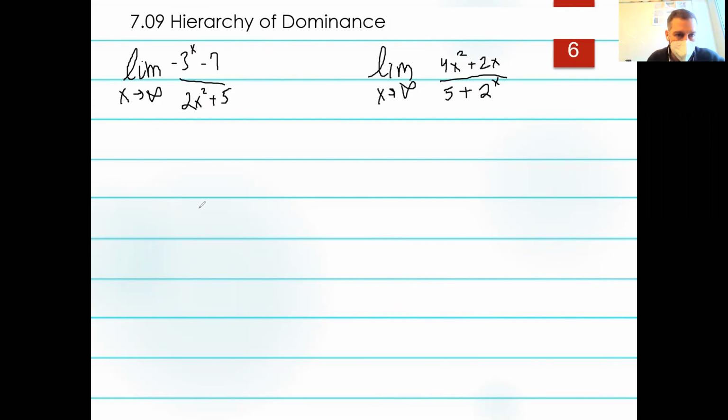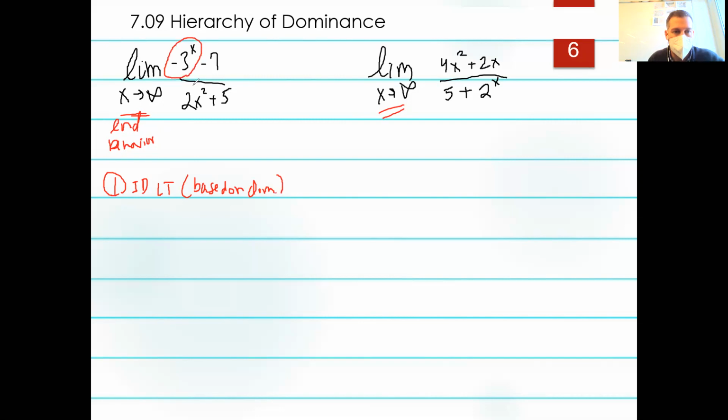So in both of these, we can see that we're finding the limit as x approaches infinity. We're talking about the end behavior of that graph. So we want to know as this function goes all the way to the right, where is it going? There's a couple different scenarios here. But let's first identify the leading term based on dominance. What is the most dominant term?